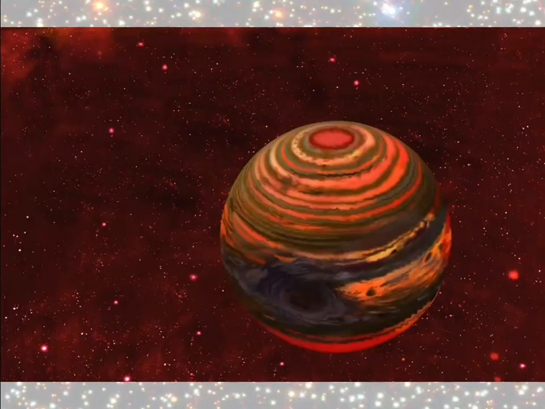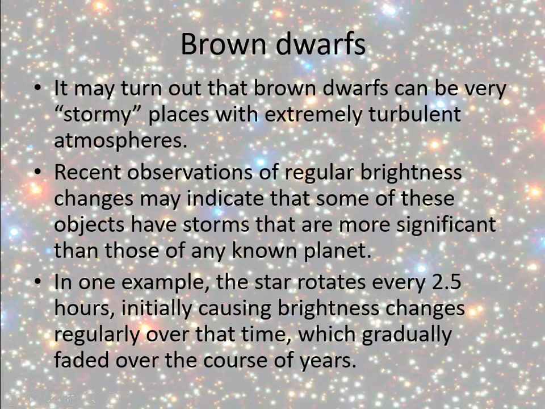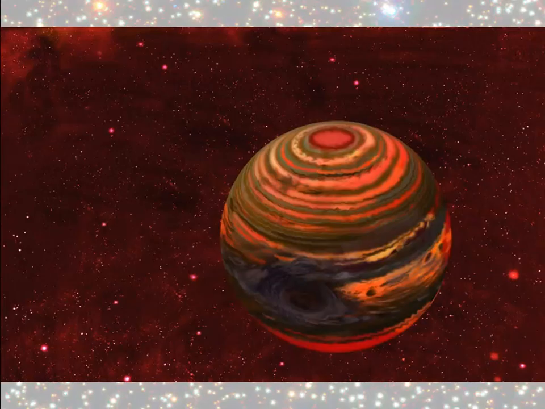So back with this image of our, well, I shouldn't say image, but artist's conception of a brown dwarf. Why do we think that they might look like this? Well, it turns out that we have found one brown dwarf that rotates every 2.5 hours. That is quite fast. Remember, our sun takes on the order of about 30 days to rotate once. But every 2.5 hours, we notice very distinguishing changes in brightness, and these occur fairly regularly and only fade over a course of years. So we recognize that that is likely due to the presence of storms like this.